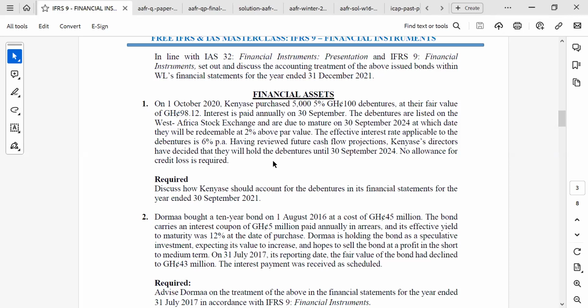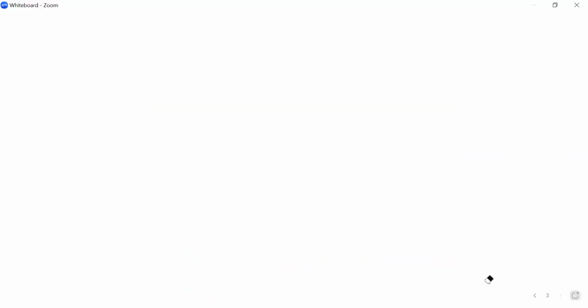You can also see that this particular instrument will be redeemed in the future at a premium. So the premium has already been taken into consideration in the effective interest rates. Okay, so let's go to this question and deal with it.